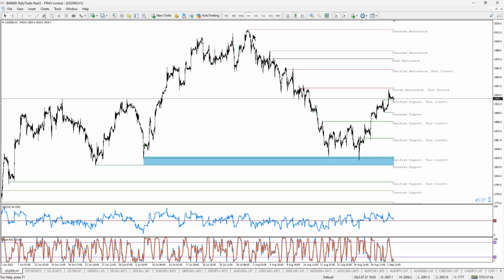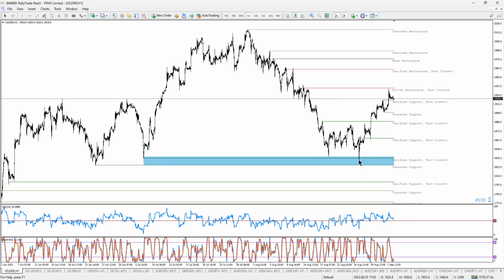This is a high. This is another high, lower than this. Lower high at all these resistance areas. High, lower high, lower high, lower high, lower high, lower high, lower high, until it came down here and started going up. Now look at supports now.